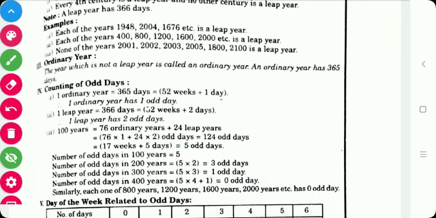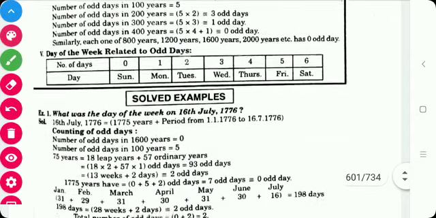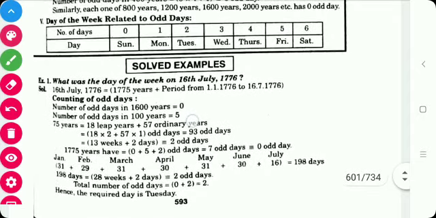Then next is days of the week, related to odd days. After calculation, if our number of odd days is 0, then it is Sunday. On 1 it is Monday, on 2 it is Tuesday, on 3 it is Wednesday, on 4 it is Thursday, on 5 it is Friday, and on 6 it is Saturday. So this is the basic concept for solving the problems on calendar.